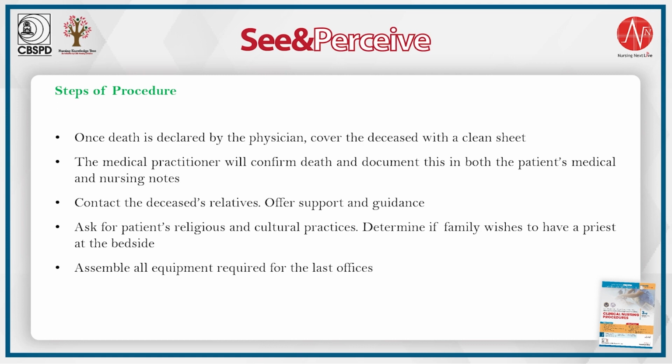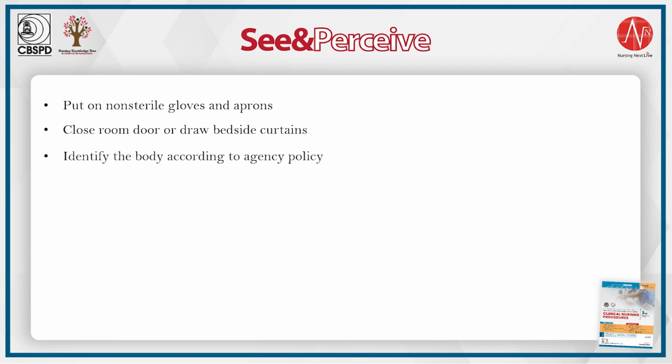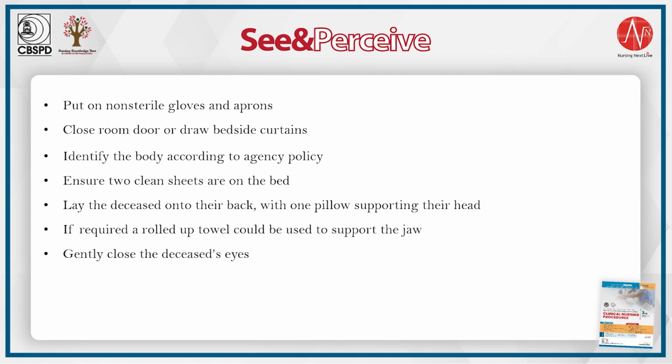Assemble all equipment required for the last offices. Wash and dry hands. Put on non-sterile gloves and aprons. Close room door or draw bedside curtains. Identify the body according to agency policy. Ensure 2 clean sheets are on the bed. Lay the deceased onto their back with 1 pillow supporting their head. If required, a rolled up towel could be used to support the jaw.